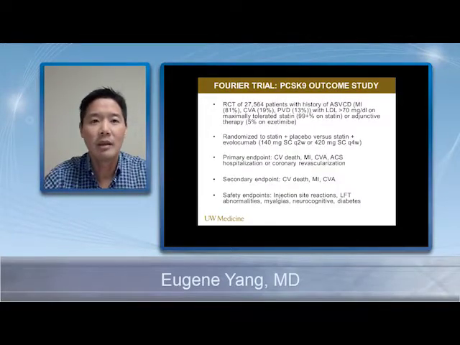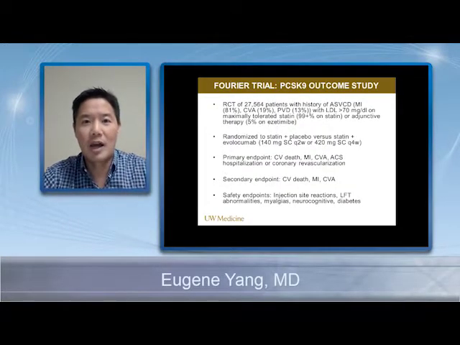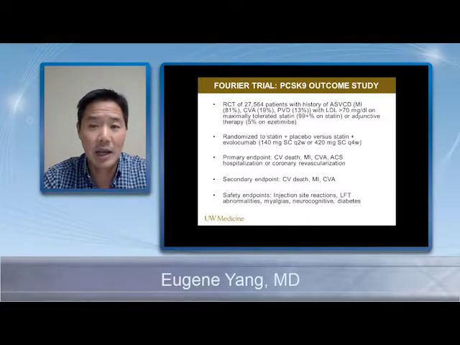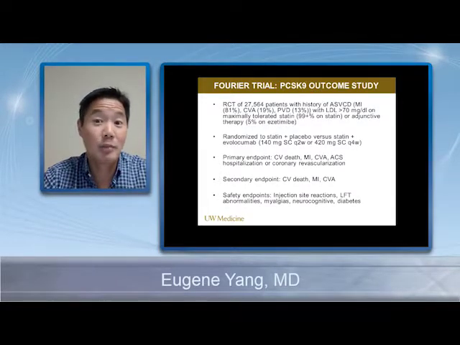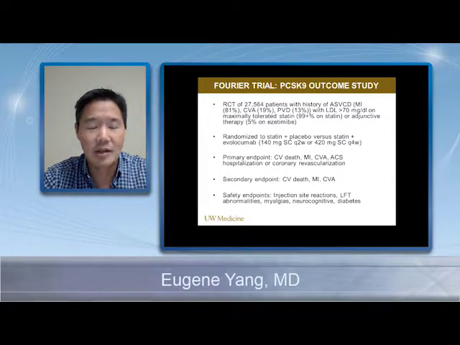So let's talk a little bit about the FOURIER trial, which was the first secondary prevention PCSK9 outcome study that has been published. It was a very large randomized trial of over 27,000 patients who had known atherosclerotic cardiovascular disease. More than 80% of the patients had a history of a heart attack, and they had to have an LDL level at baseline of greater than 70 on maximally tolerated statins. You can see that almost 100% of the patients were on statins, and about 5% were also on adjunctive therapy with ezetimibe. They were randomized to statin plus a placebo injection versus statin plus evolocumab, either twice a month or once a month.